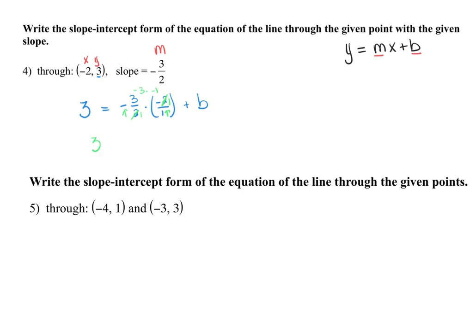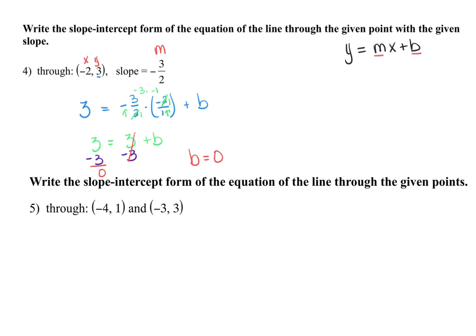So we have 3 equals +3 plus b. To solve for b, we're going to subtract that 3 over. Cancels here. 3 minus 3 is 0. So we actually get that b equals 0.